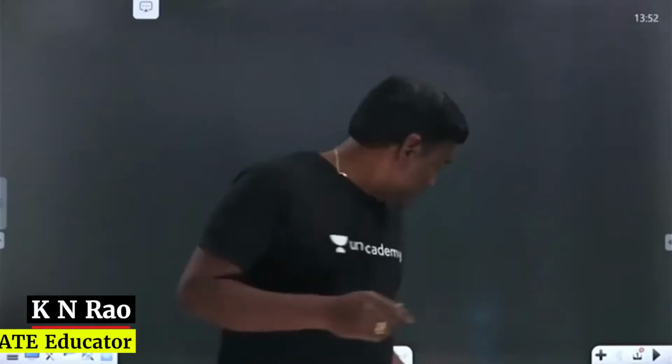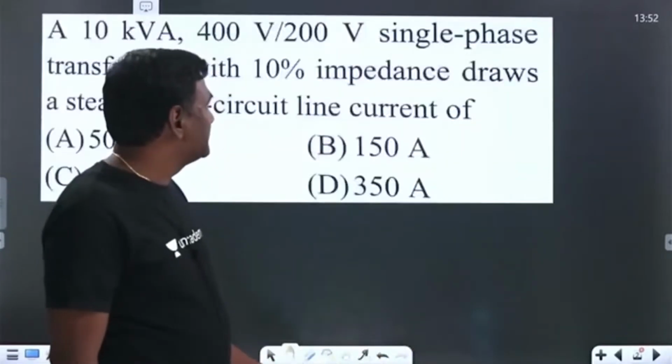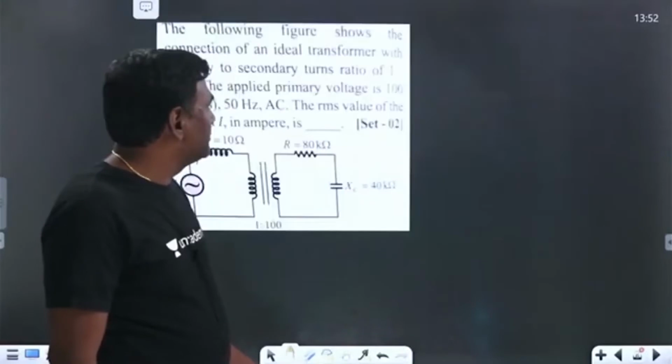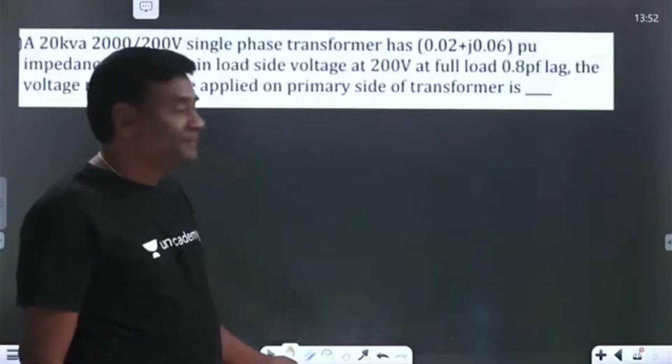And now in this particular discussion, we are going to cover questions, some old GATE questions, and also some questions designed by me. Those questions also we are going to discuss by the end of this session, about voltage regulation. And before voltage regulation, per unit quantity should be known.